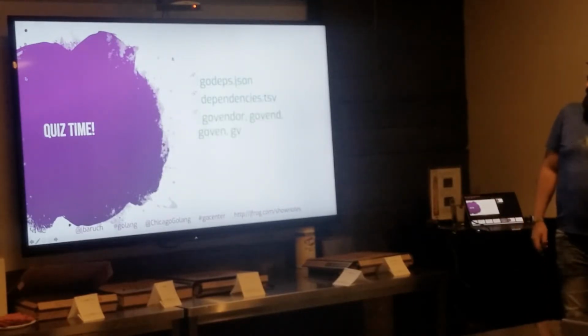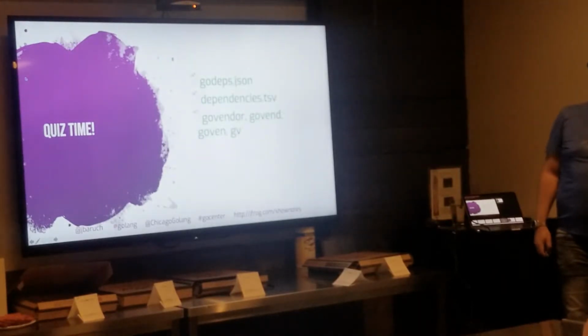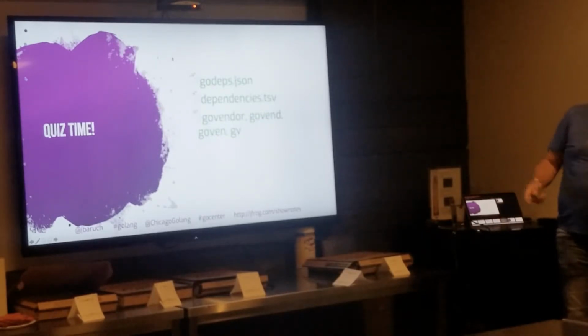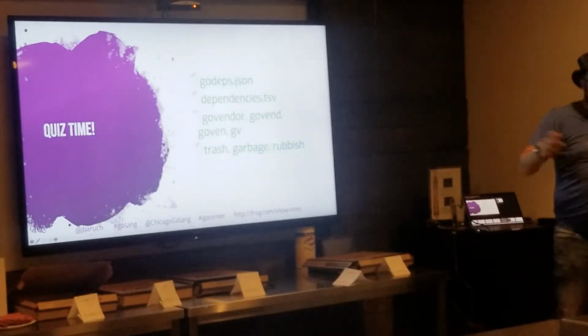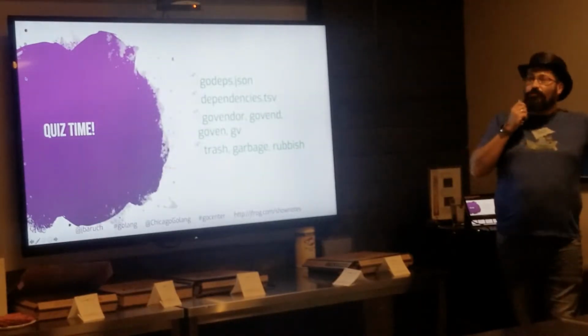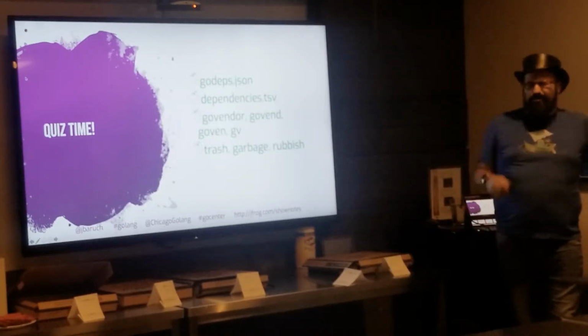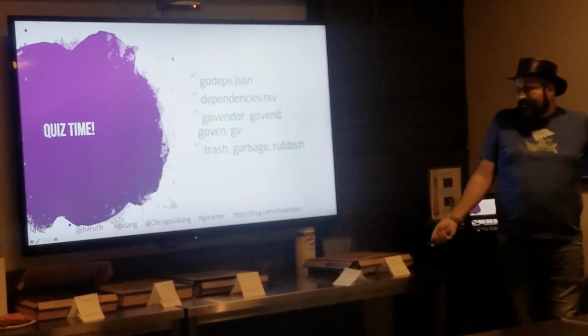Okay, out of the following, govend, govendor, goven, and gv, which are truly existing dependency managers? All of them. All of them, obviously, there are 19, so those are four of them. Trash, garbage, and rubbish, how about that? Trash was one. Yeah, exactly. So trash is a real dependency manager from Rancher, by the way. Great guys. There is some explanation why they called it trash. It stands for something I don't even remember, but okay.